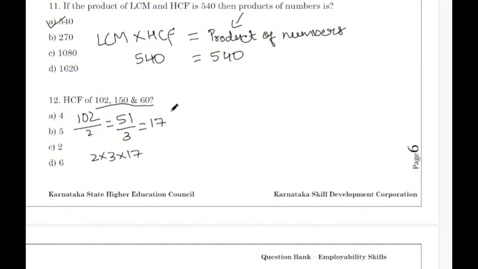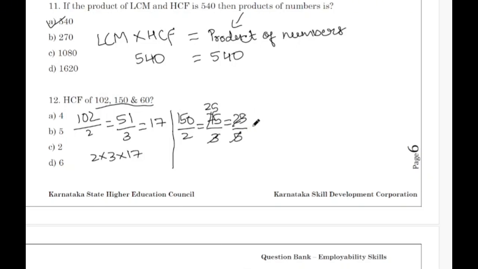Okay, this is done. Now 150. 150 divided by 2 is nothing but 75. 75 is not divisible by 2, it is divisible by 3. 3 ones are 3, 3 twos are 6, 1 carry, and 15. So 25 is not divisible by 3, it is divisible by 5.